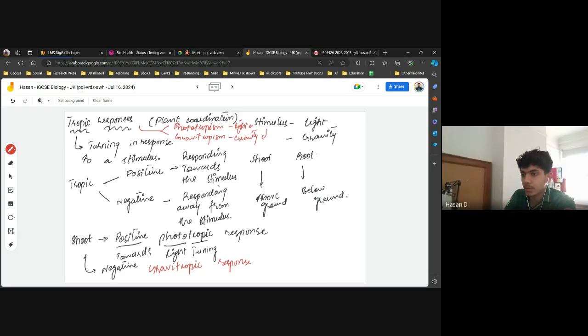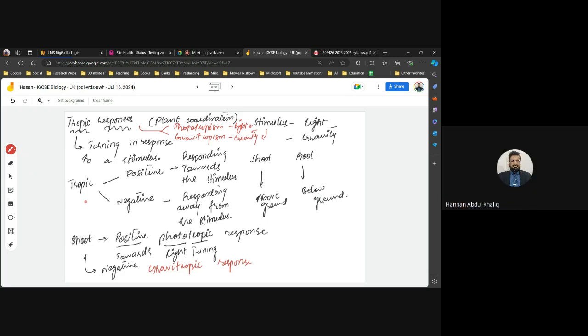Gravitropic response. Hmm, something to do with gravity. The shoot, the root would shoot upward or downward. The shoot would show a negative gravitropic response, which means that the shoot would be going away from the gravity.